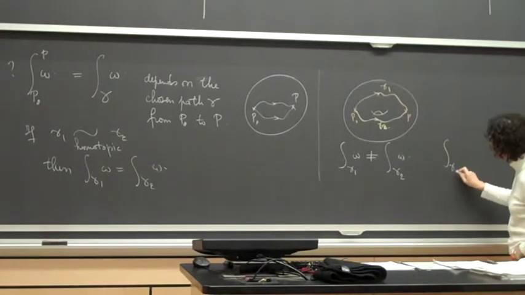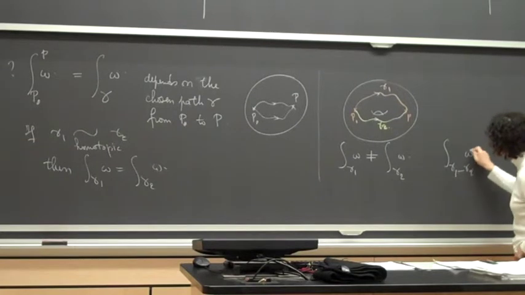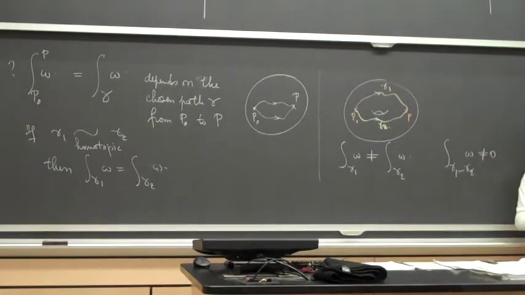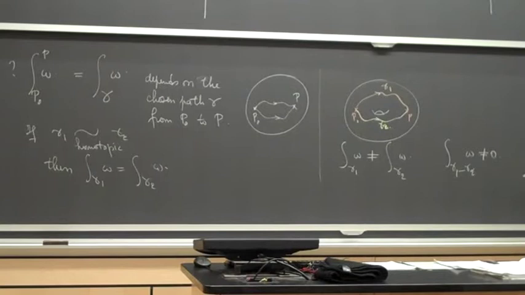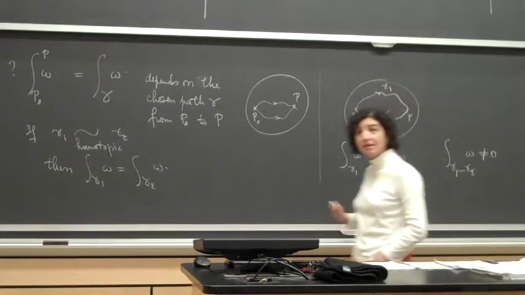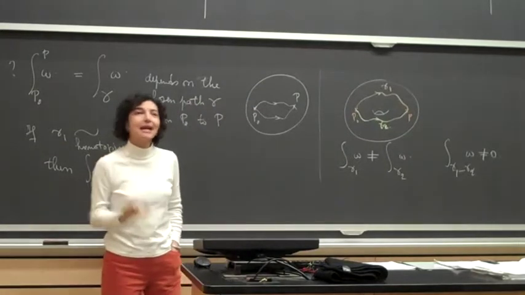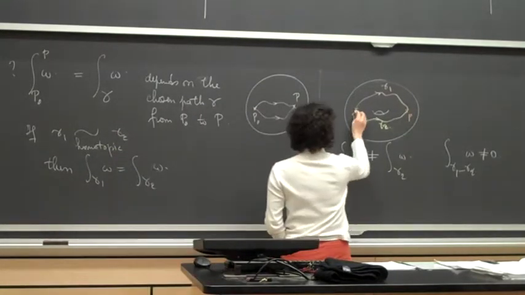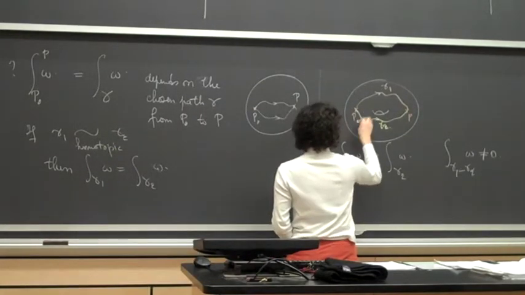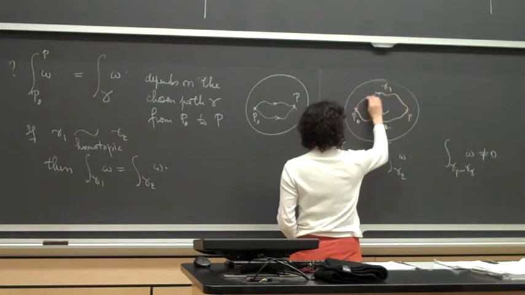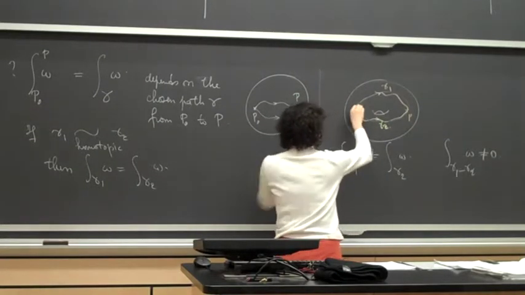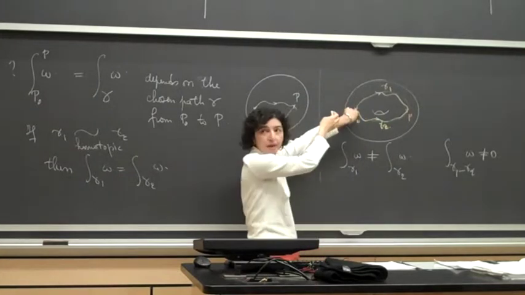Somebody said it. Gamma 1 minus gamma 2 of omega is not 0, right? So this is the problem. This difference between gamma 1 and gamma 2, it's what's messing up our business, right? And that difference, what is it? It's a loop. We fixed this point P0. That difference is a loop starting at P0 and ending at P0, right? Based at P0.